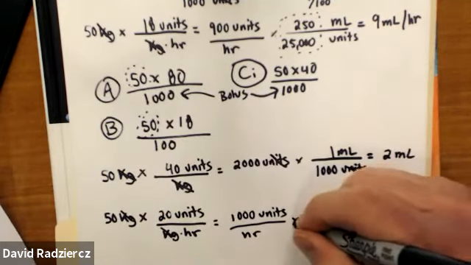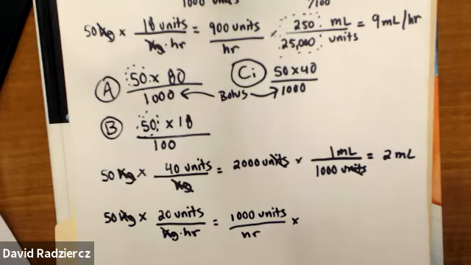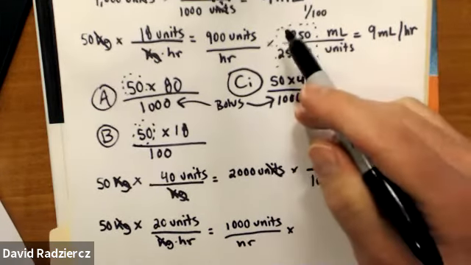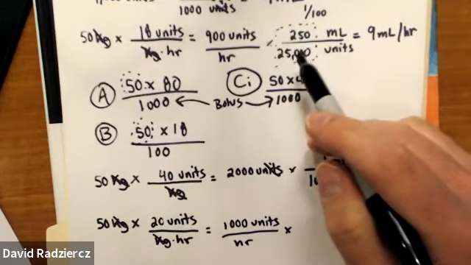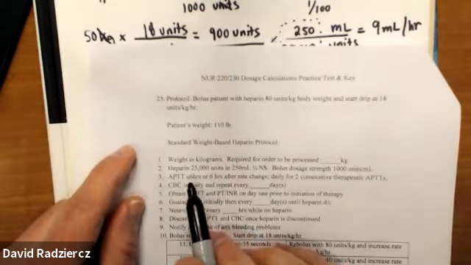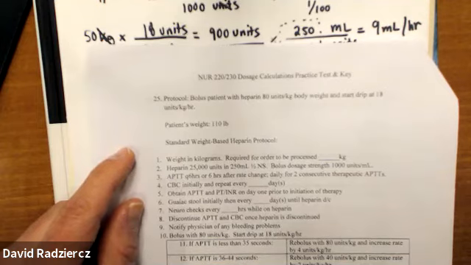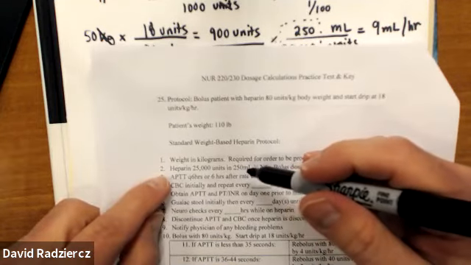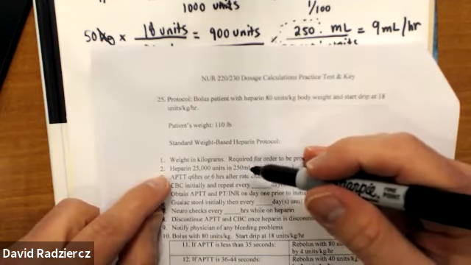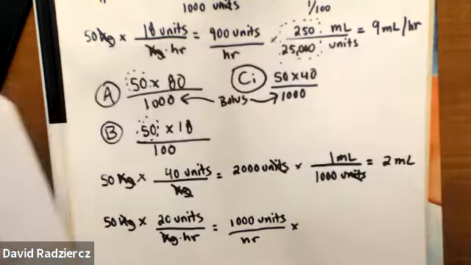I don't want units per hour, I want milliliters per hour. So I'm going to use the exact same thing that I used up here, the 250 milliliter per 25,000 units. Why? Because that's the only thing I have attached to this patient. We didn't reattach a new or different IV bag to them. We're using the same setup that is listed in the protocol.